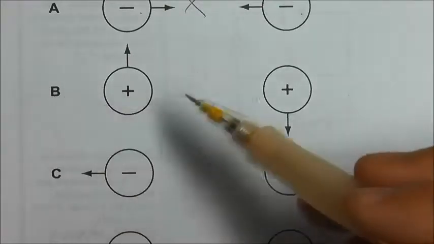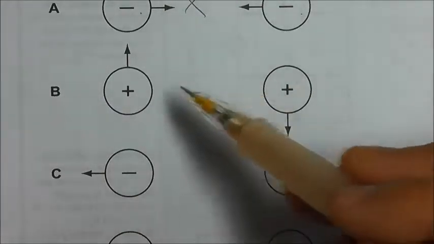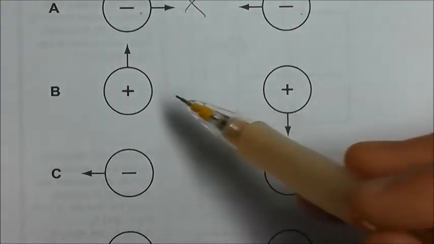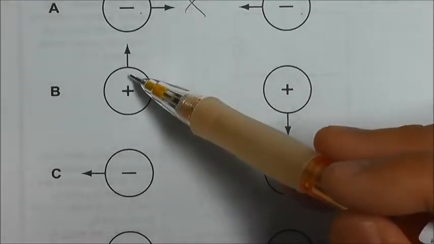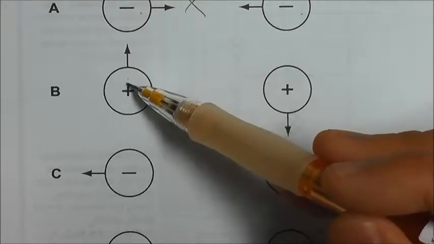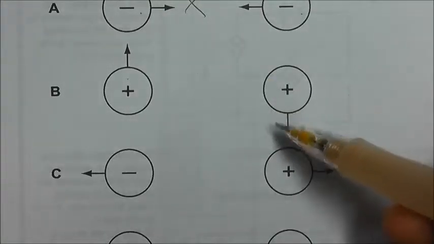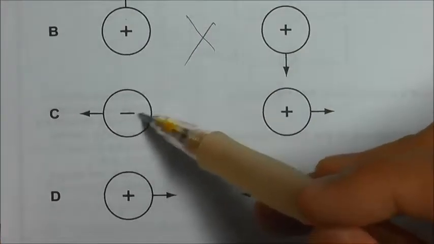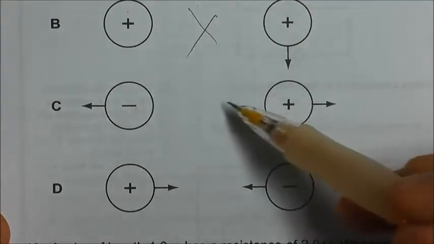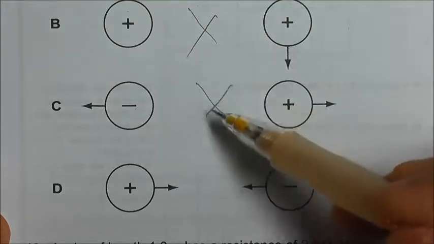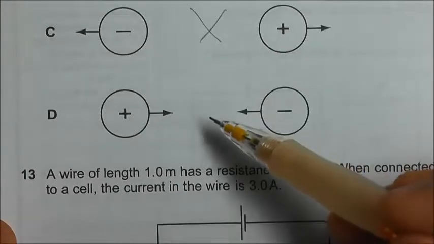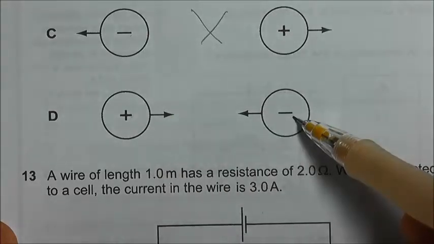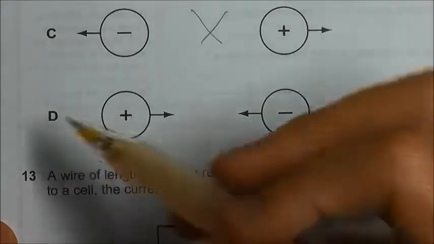Okay, this is option B. Positive and positive, they should repel. So we should either see a repulsion or an attraction. There is no way we will see a charge moving up and the other charge moving downwards. Okay. These are unlike charges, positive, negative, they should attract instead of repel. Okay, that leaves us with answer D. This is positive, negative, unlike charges, they attract.